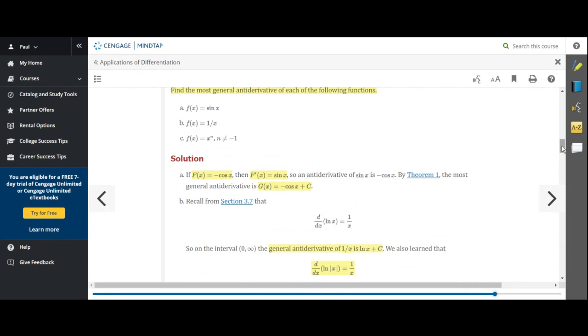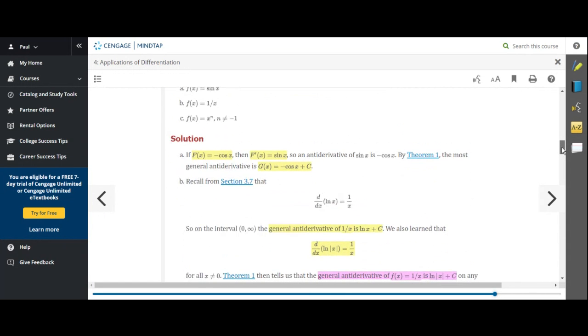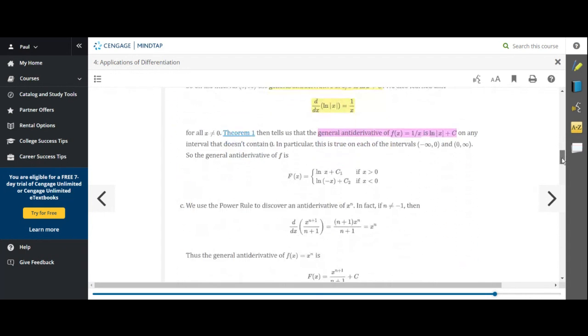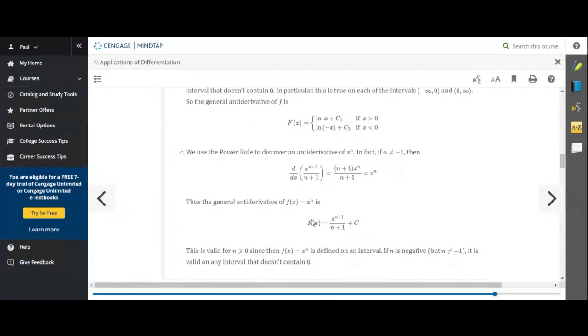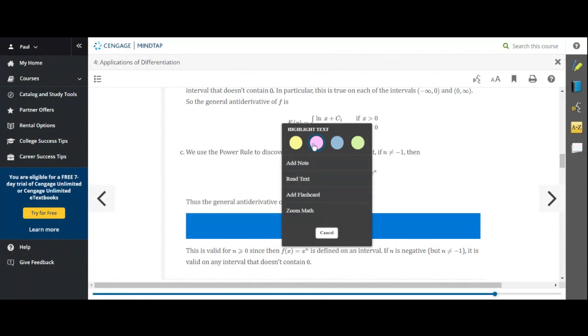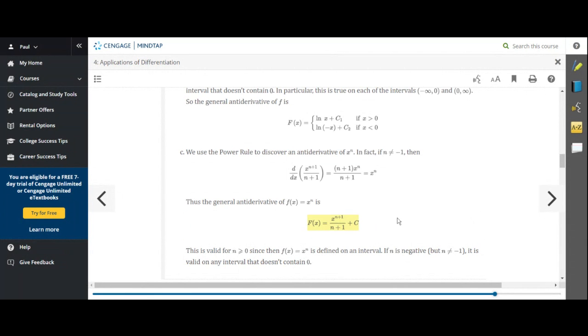Okay. All right. Well, now for C, we want the antiderivative of x to the nth power. The general antiderivative would be x to the n plus first over n plus 1 plus a constant. That would be, because if you differentiate that function, you'll get x to the nth power.